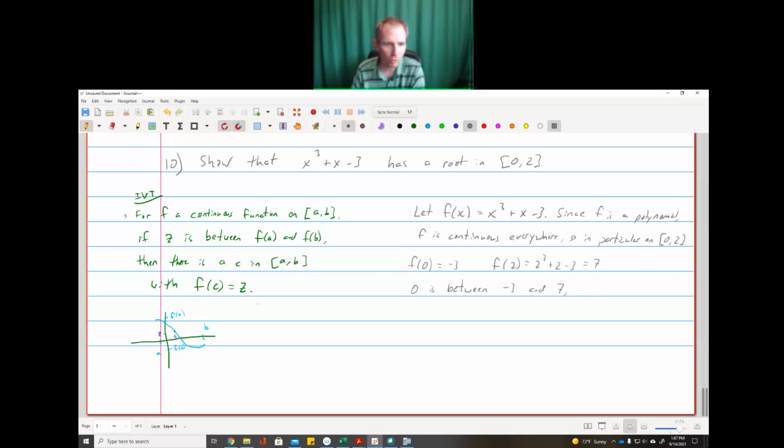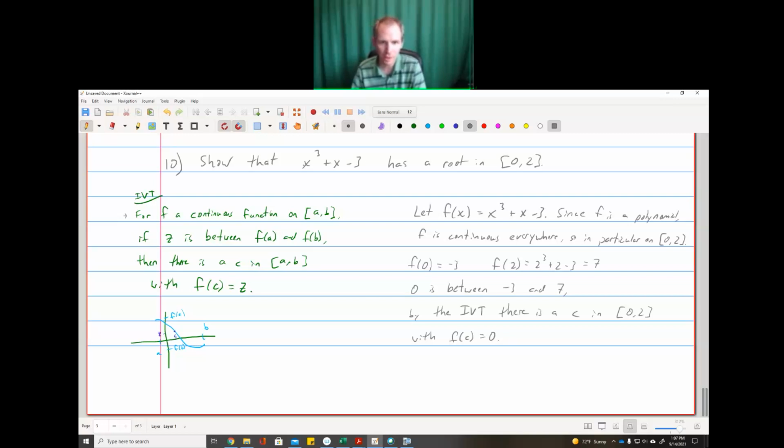Okay, so let's look at my intermediate value theorem. For f a continuous function, got that, check. If z is between f of a and f of b, well, I've picked a number that's in between f of a and f of b, then I get my conclusion. So let's write down the conclusion. So by the intermediate value theorem, there is a c in the interval 0 to 2 with f of c equals 0. And that's exactly what I wanted to do.